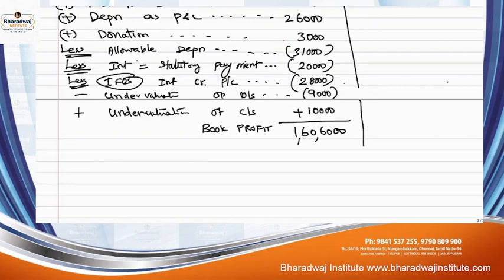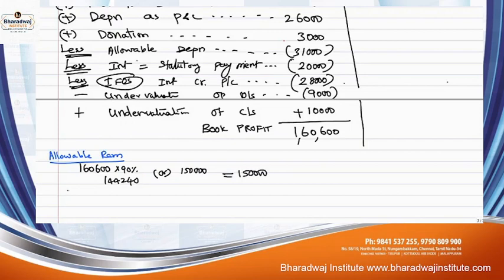1,60,600. Now we have to work out the allowable remuneration under the Income Tax Act. First 3 lakhs of book profit, 90% is allowed. Book profit is only 1,60,600; 1,60,600 into 90% gives 1,44,200, or 1,50,000, whichever is higher. So, 1,50,000.